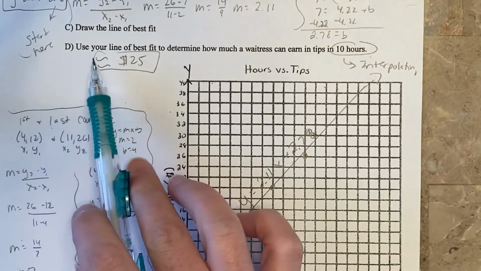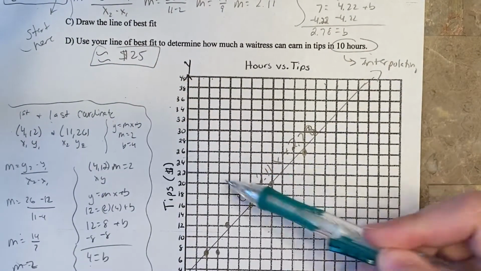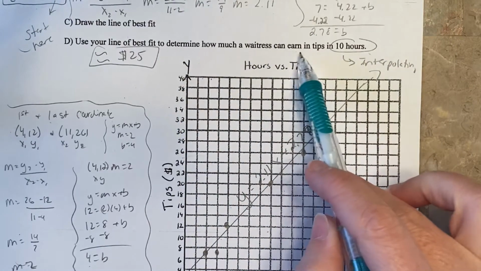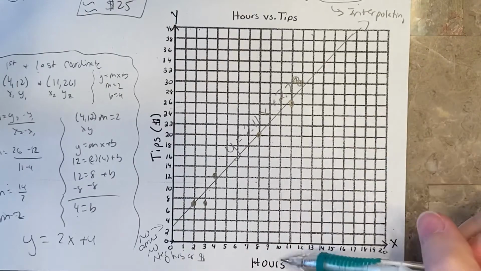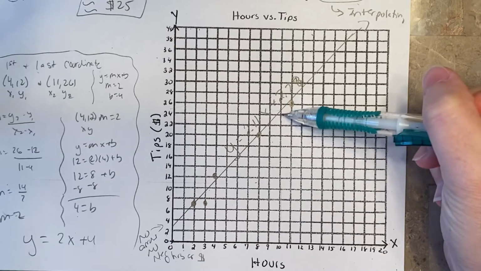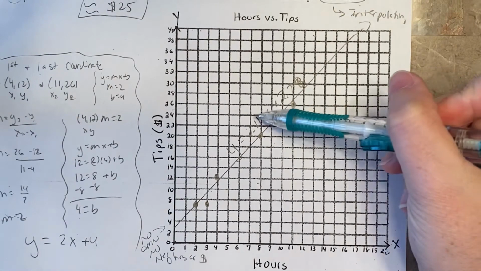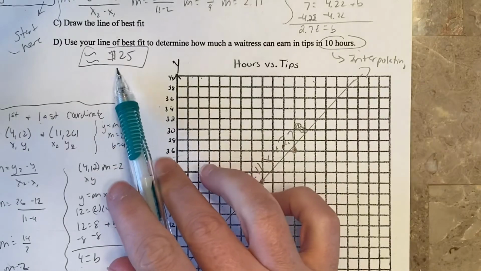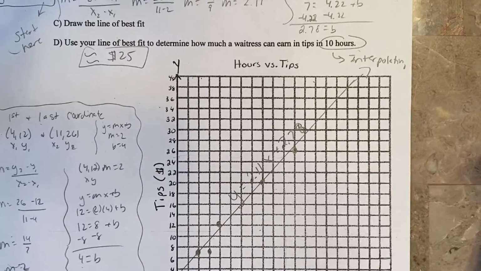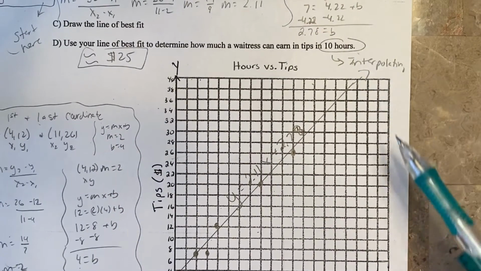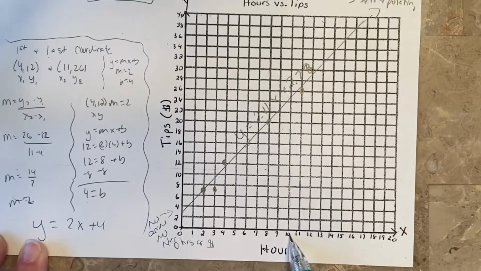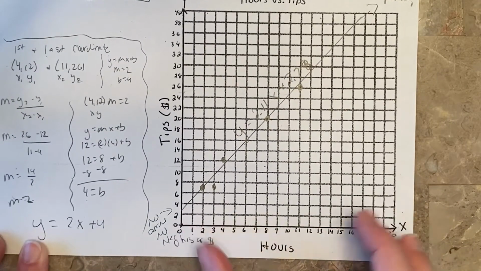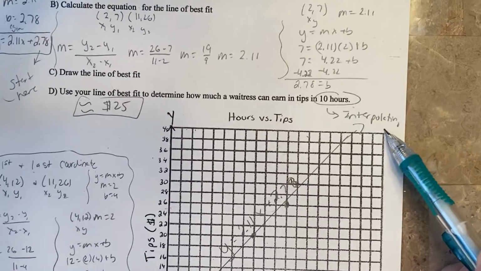And then part D, use your line of best fit. That means you're going to go up and over to determine how much a waitress can earn in tips in 10 hours. If we go to 10 hours, we go up to the line, and then we go over and we get to 25. So about $25. Usually I would ask you in class, is the 10 hours interpolating or extrapolating? Because it's inside those plotted values, inside our graph, this would be considered interpolating.